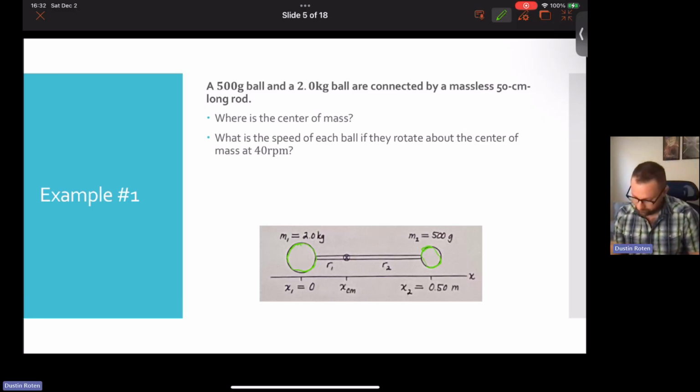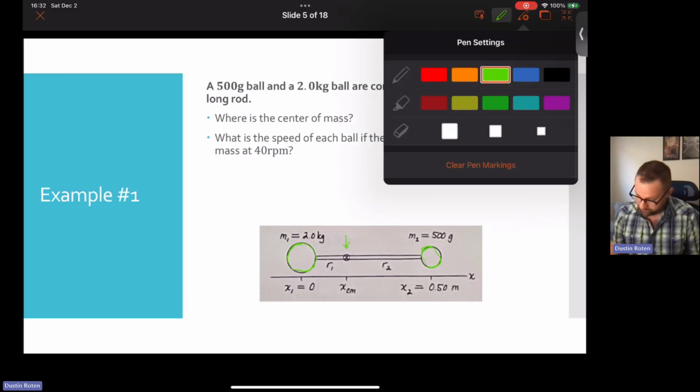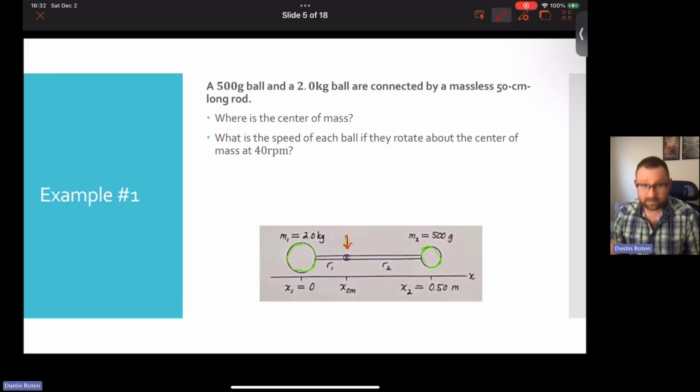Now I've got my center of mass labeled here, but I don't know what the value is. We need to figure out exactly where that is. Intuition will tell you that it will probably be closer to the bigger mass, because remember, larger masses affect the position of the center of mass more, because it's a mass-weighted average.